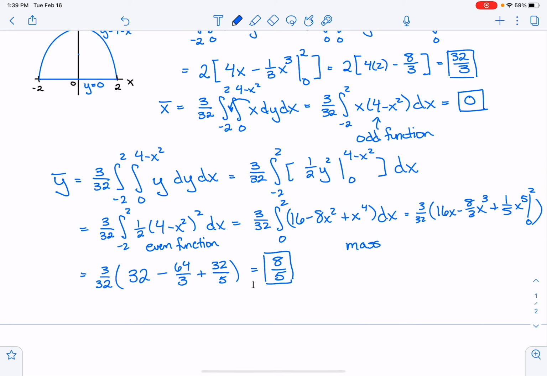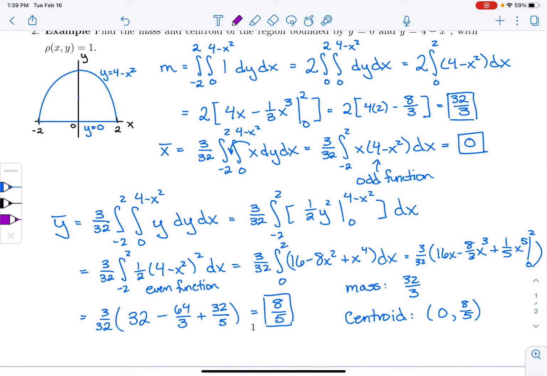So our mass is going to be 32/3, and our centroid, in this case, is going to be (0, 8/5). So here, if we're going to mark our centroid, it's going to be 0 and then 8/5. So if this is 2 and that is 4, then our centroid is going to be somewhere about here. So it's somewhere between 1 and 2. And you'll notice that on the lower half we have more area, more mass than we do on the upper half of that plate, and so that's why that center of mass is going to be right there.